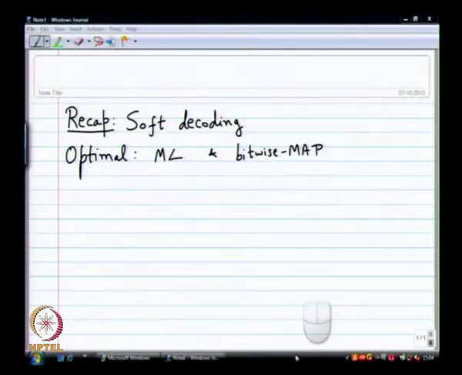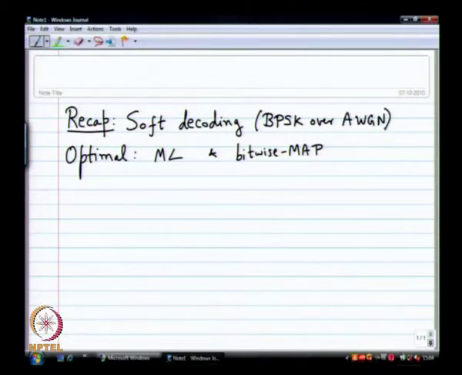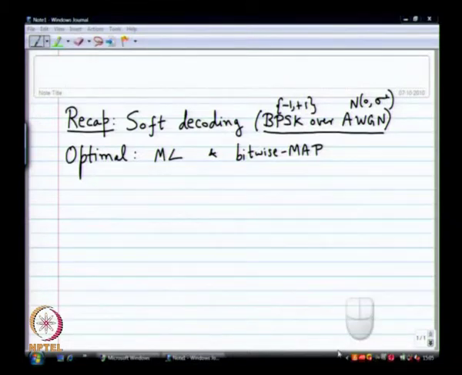Soft decoding, we will always assume BPSK over AWGN, so keep this in mind. BPSK will be -1 and +1, and AWGN is noise with 0 mean and variance sigma squared. All these things will be underlying assumptions that I may not repeat every time, but that's the idea here.